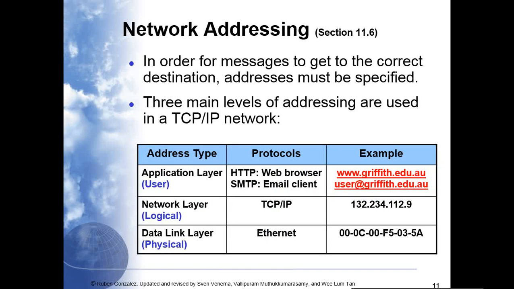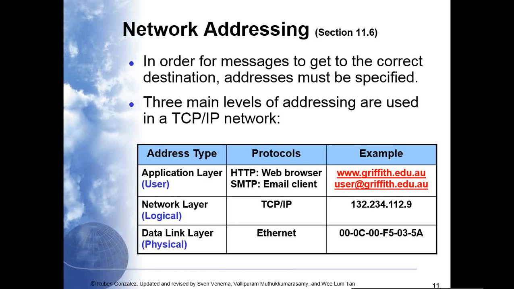So in terms of network addressing, in order for messages to get to the correct destination, addresses have to be specified. There are three main levels of addressing used in a TCP/IP network. You're probably familiar with some of these. You may have seen some of the other ones. But usually as a user, you don't need to see the lower level ones. So for example, the application layer or the user level: I'm using a web browser or an email client. Some example addresses are www.griffith.edu.au, this is an English address, and user@griffith.edu.au, that's an email address. And these are in English, so they're easy for people to work with.